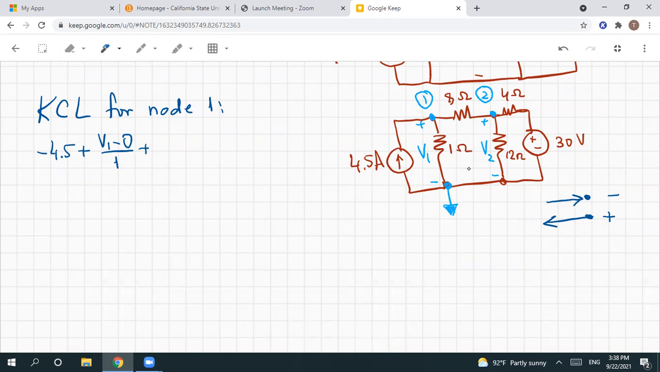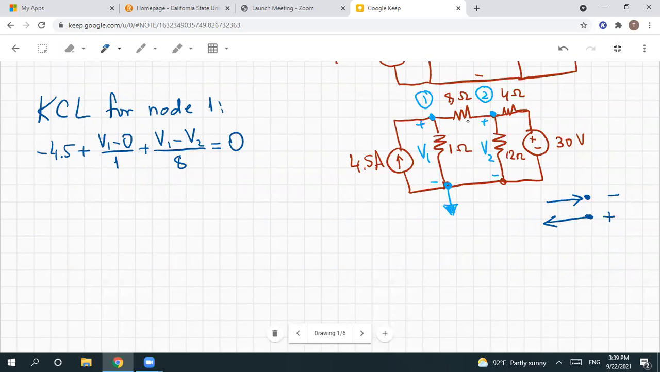And what will be the last current, which is leaving the node in this direction? V1 minus V2 divided by 8. Yes, exactly. So we need to have V1 minus V2. This is the voltage difference divided by 8, which is the resistance. And this, according to KCL, will be equal to 0.